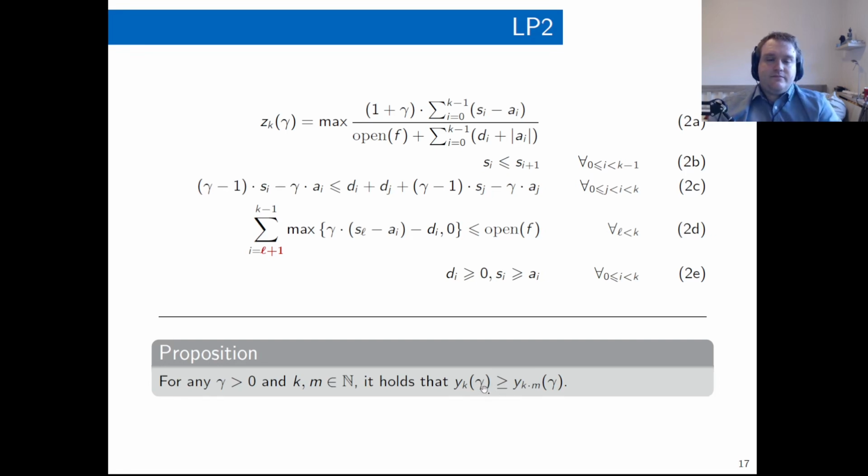So this means that a bound for a fixed k is bounding all of the k times m or k primes in the future, and in particular you can also show, it's not very surprising, that this LP is upper bounding all zk, so all the previous LPs, right? Because this is just a looser version.